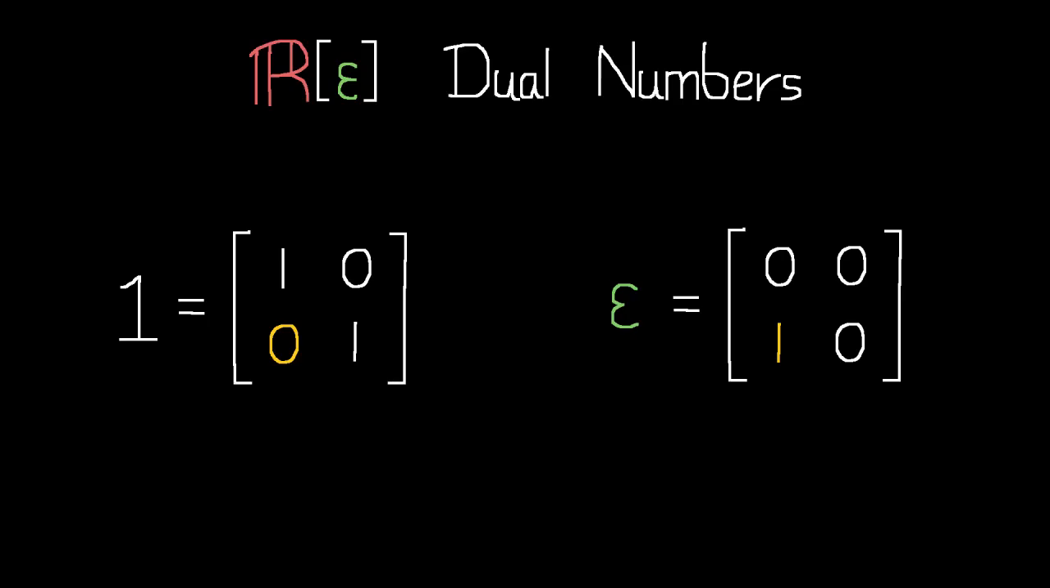Note that 1 and epsilon are linearly independent. This is important since we need the dual numbers to have a unique representation as a linear combination of 1 and epsilon. Our goal is going to be to use the dual numbers to take derivatives of multivariable functions.